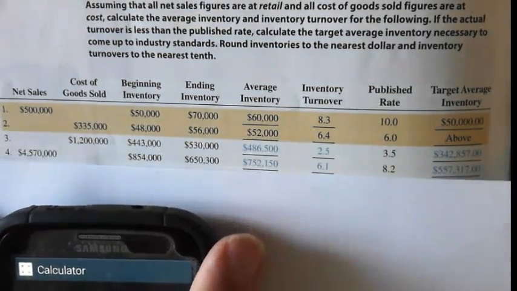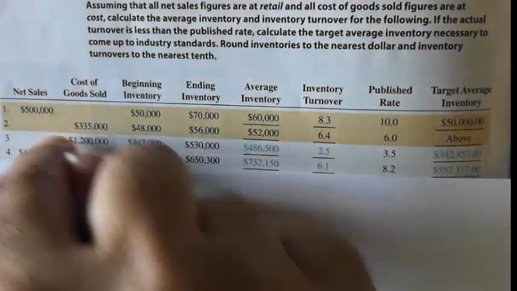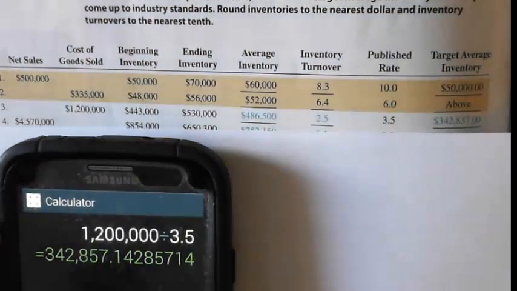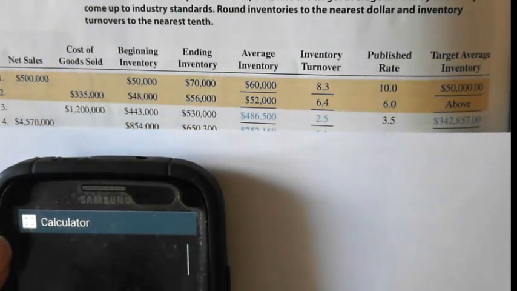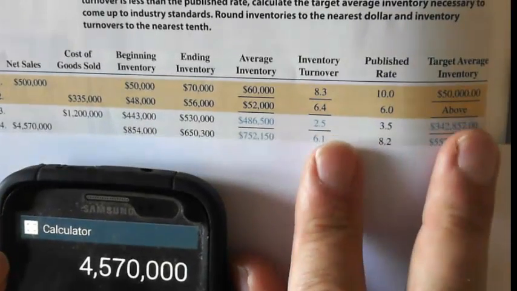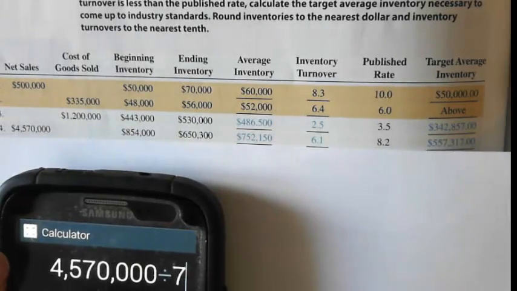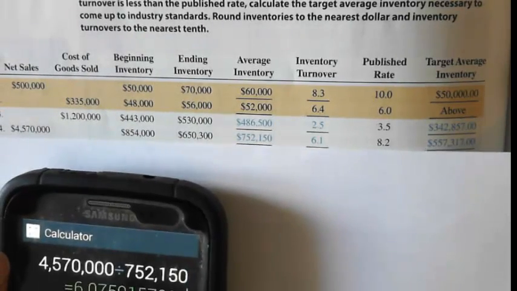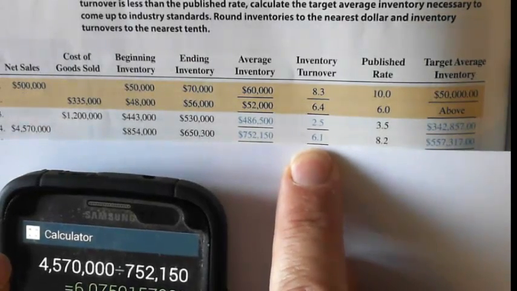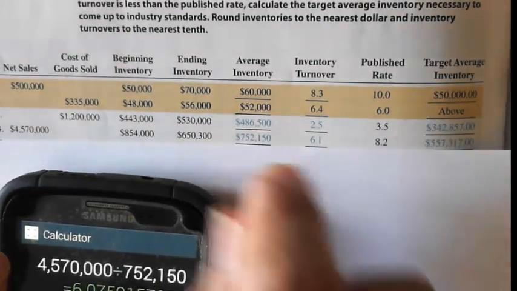Number 4, again, add them up, divide by 2 to get your average. Take your net sales. See if I can slide that up a hair to make sure we get the calculator on there. So 4,570,000 divided by our average that we just calculated. Moving it over, rounding, 6.1. Okay, so we're a little under that. They really would like 8.2 in this business, so let's see what that number is.